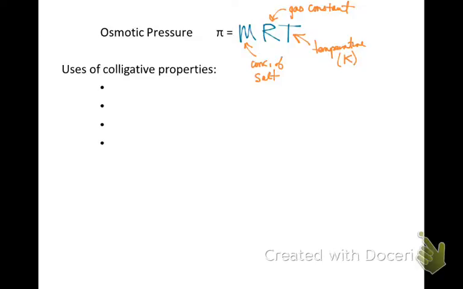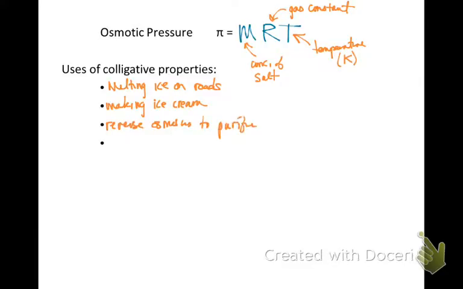So to close out here, I'd like to give you a couple of examples of how colligative properties are leveraged. First of all, we use them for melting ice on roads in the winter. We can use colligative properties for making ice cream to sort of super chill the cream. We can use reverse osmosis to purify water. We'll be able to determine the molecular mass of a compound in the laboratory this semester using colligative properties.